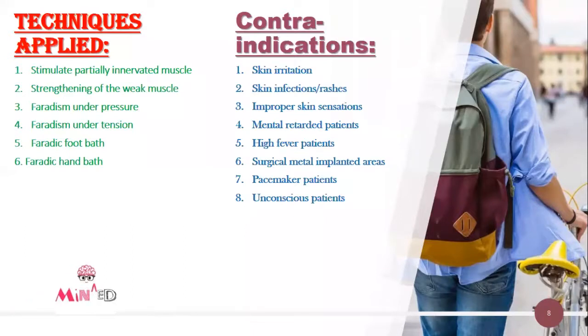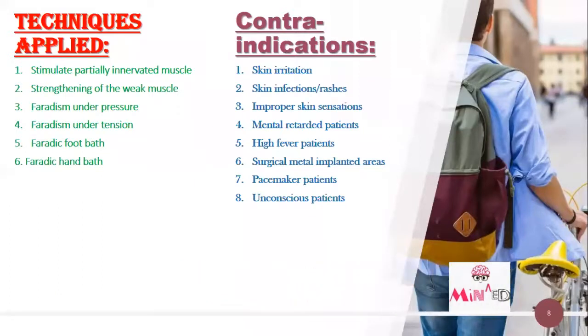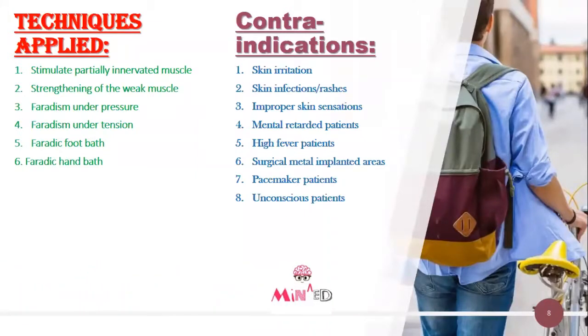Mentally retarded patient: if the patient cannot say that he is feeling unwell or uncomfortable, Faradic current should not be applied. High fever patient, surgical metal implanted areas: you all know this is a contraindication in all types of current we use. Surgical pacemaker patients: if there is a pacemaker, you should not apply near the deltoid or supraspinatus muscle, or even the serratus anterior muscle. Unconscious patient: if the patient is unconscious or in a coma in the ICU, you cannot apply it.